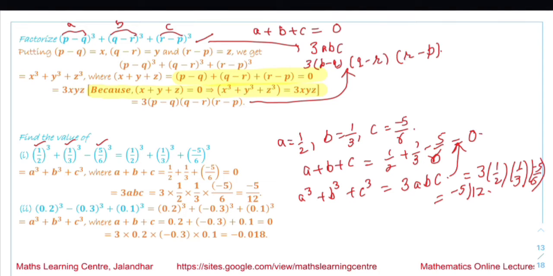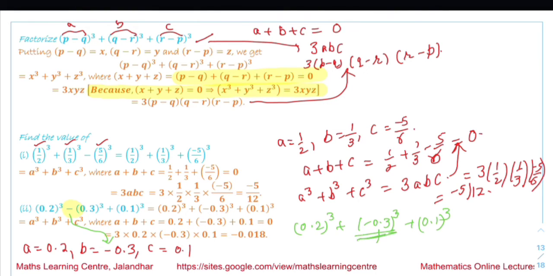−5/12. Similarly, in the next question, we have a = 0.2, b = −0.3, and c = 0.1. I hope this is clear to you. Why is it −0.3? Because there is a minus sign over here, and we can write this expression as 0.2³ + (−0.3)³ + 0.1³. So this is the value of a, this is the value of b, and this is the value of c.